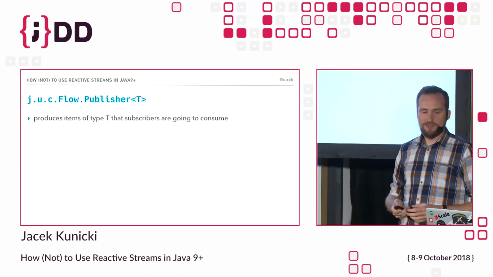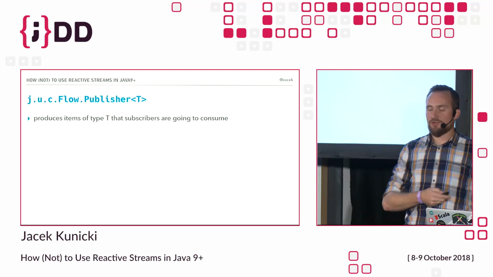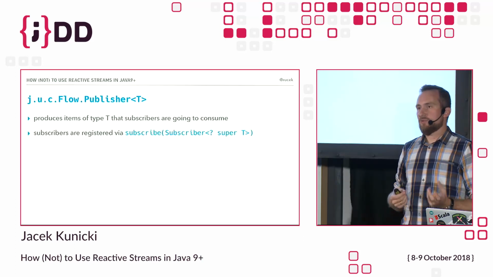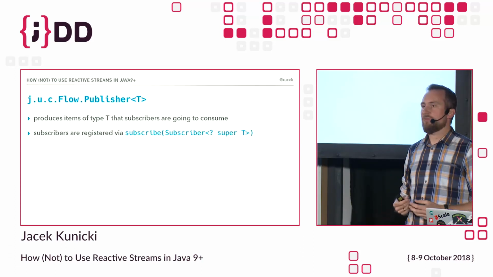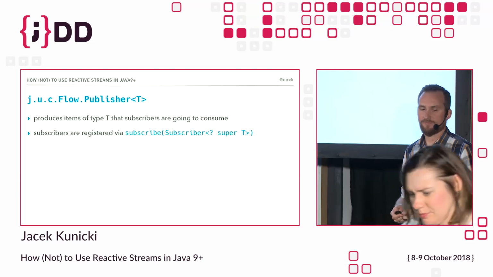The first interface is called the Publisher. It's pretty straightforward because it just produces elements of some given type which the subscribers are going to consume. And it exposes a method for a subscriber to register. This method is called subscribe. And then the subscriber says, hey, I want to connect, I want to receive data.